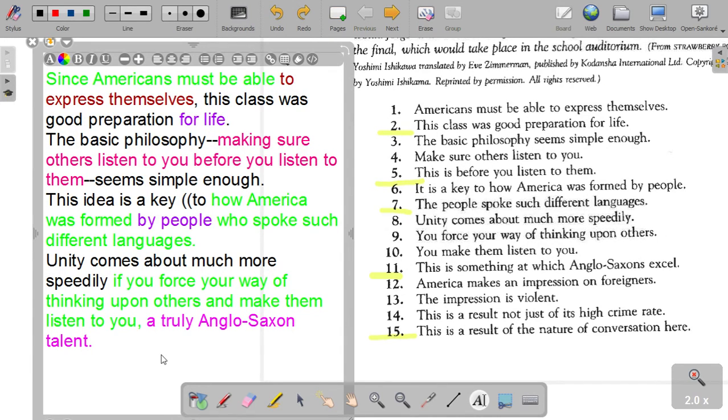Okay, so Hannah, what'd you do, how'd you combine these sentences? America's violent impression on foreigners is the result of its high crime rate and the nature of the conversation. Good. Yeah, that definitely works.